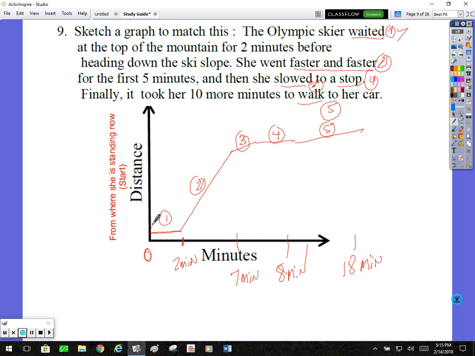So the whole key is to finding out where she is from her distance. Well, here she never came close to the bottom, so she's going away from where she started. So kind of look at that, and always remember to read your axes, and your axes will help you out a little bit. Okay. All right, number 10.